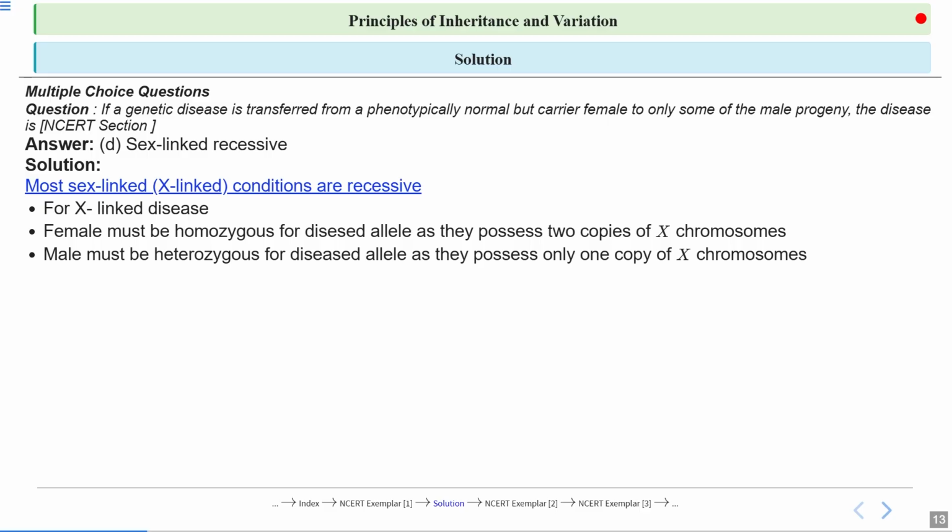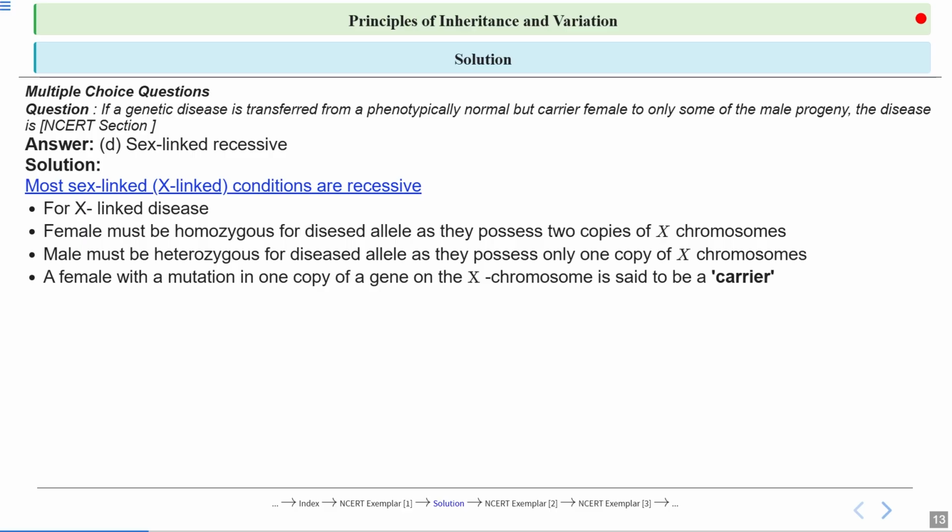Clear? Now, males have only 1 copy of the X chromosome, so they only need one copy of the disease allele. Males are X and Y. So even if only one mutated gene is present on the X chromosome, the males are affected because there is no counter normal allele on the Y chromosome. Now, a female with a mutation in 1 copy of a gene on 1 chromosome is a carrier. So females are usually carriers. If they have one mutated gene on an X chromosome, they have the normal gene present on the other X chromosome.